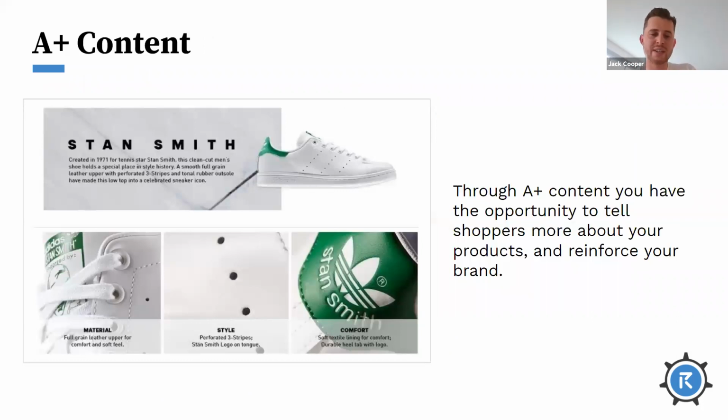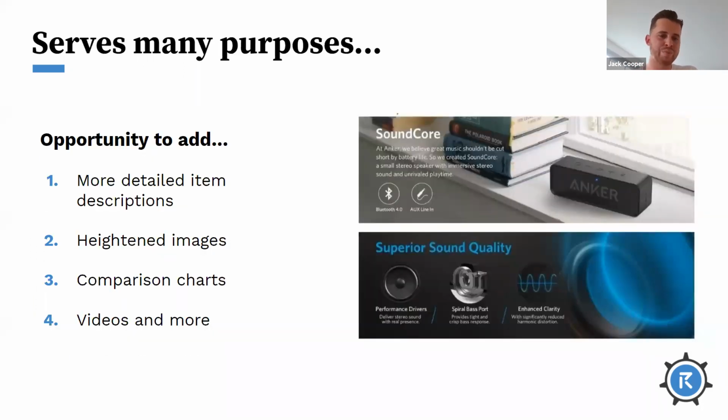A+ content, I'm going to skip over this one. I think I've covered that off in detail before. Also free to use if you're brand registered. So it's worth investing in your assets and building that out as well. The A+ content is actually indexed as well. So when looking at Amazon's algorithm, it's another key area that Amazon's going to be looking for keywords in terms of how to position that product listing.